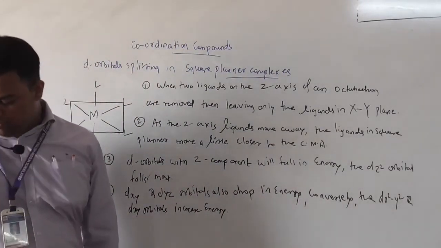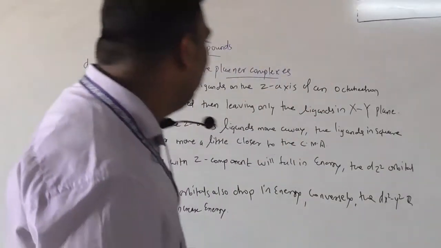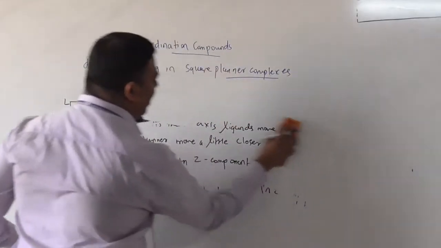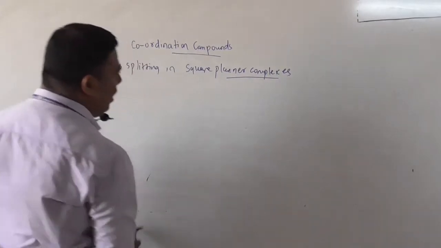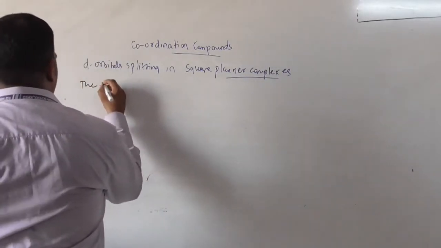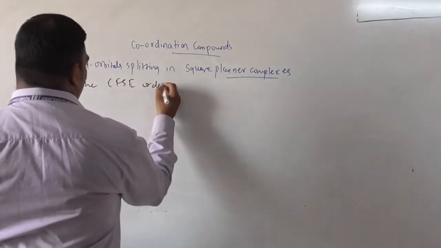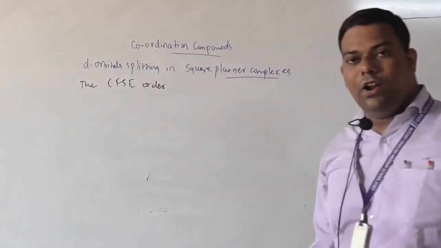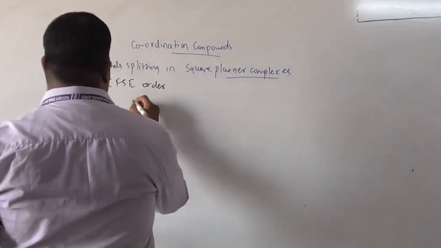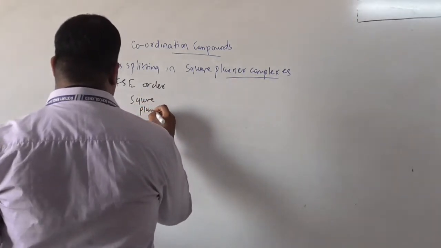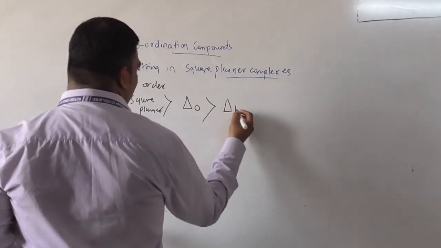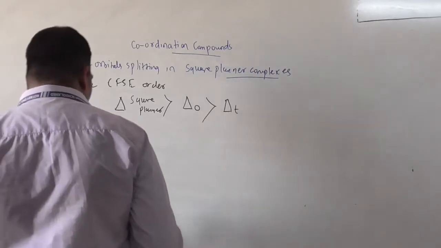So from the above data, what do we conclude here? We conclude from the above statement regarding d orbital splitting in square planar complexes with the energy difference. The CFSE order with respect to all, here tetrahedral, octahedral, and square planar complexes: square planar complexes have greater energy than octahedral, than tetrahedral.